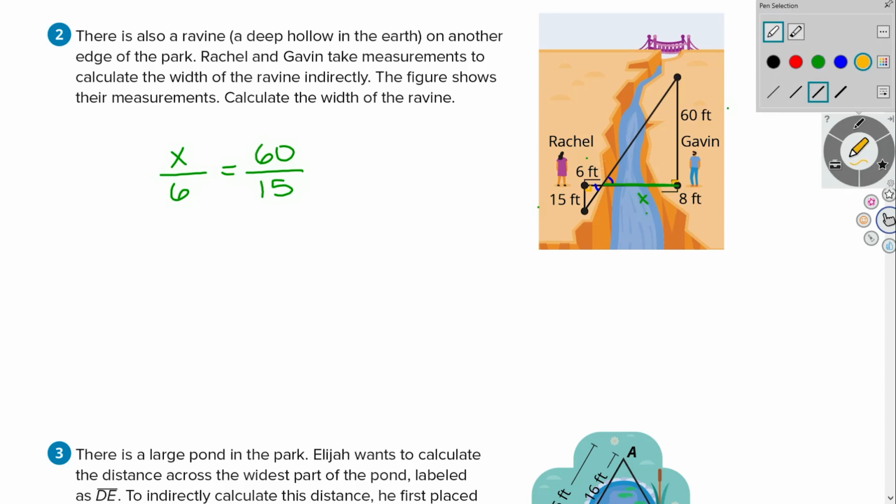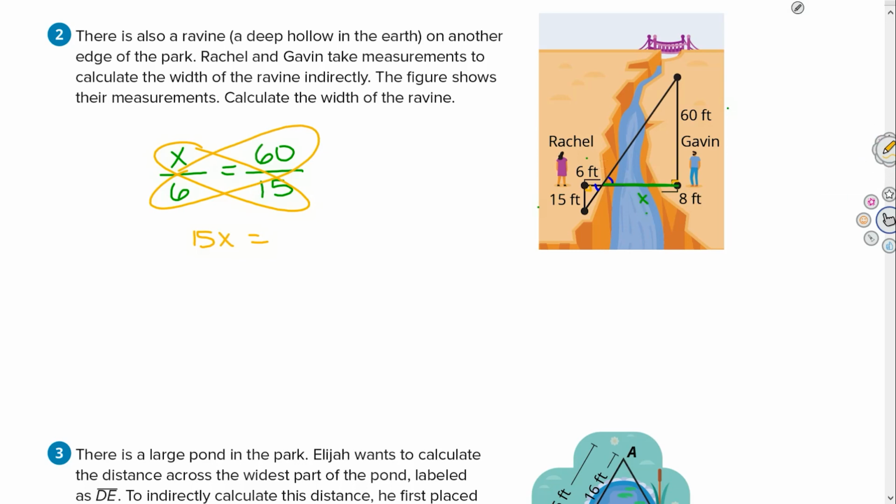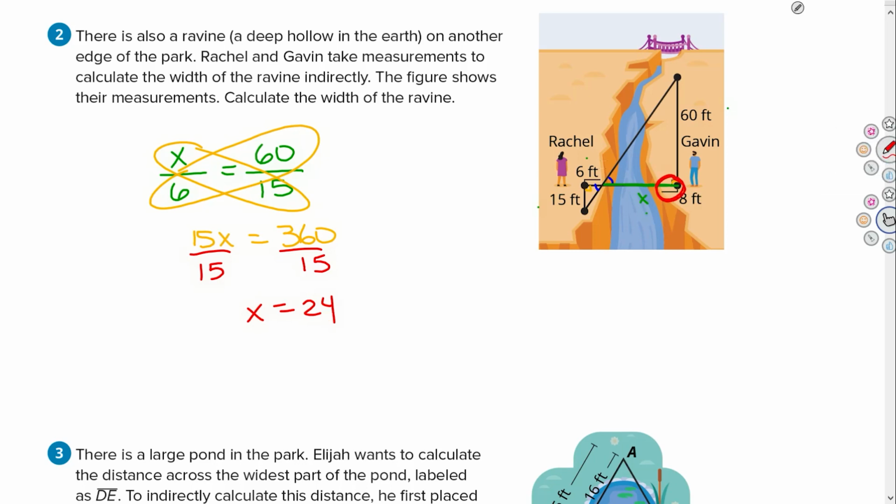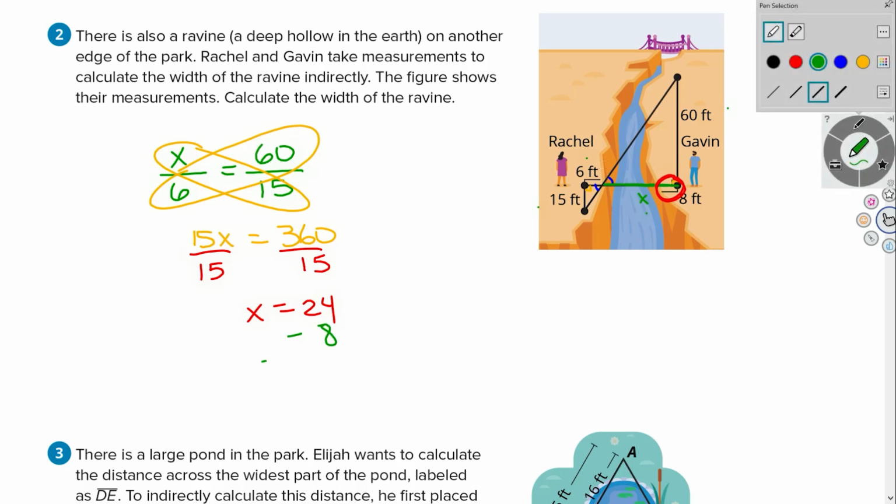So to cross multiply, x times 15 is 15x, and 6 times 60 is 360. Now to solve the equation, we divide both sides by 15, and x equals 24. But that's the full length. I've not taken into account this 8 feet that Gavin stood away from the edge of the ravine. So I'm now going to subtract off that 8 feet. I'm left with 16 feet. That ravine is 16 feet wide.